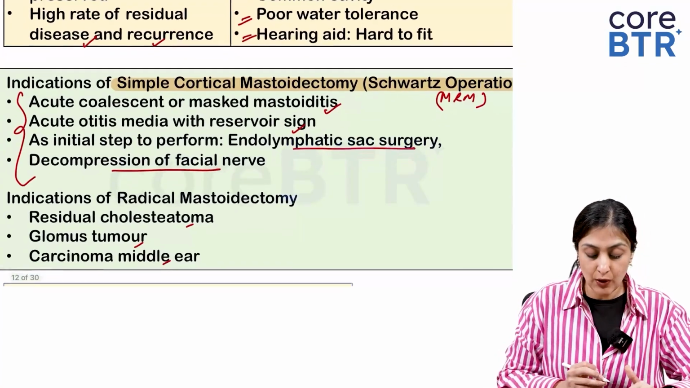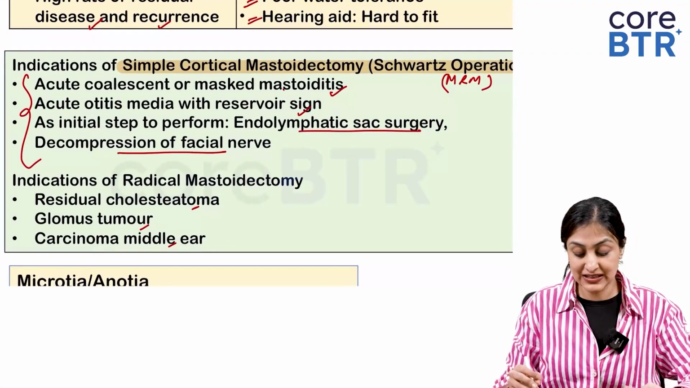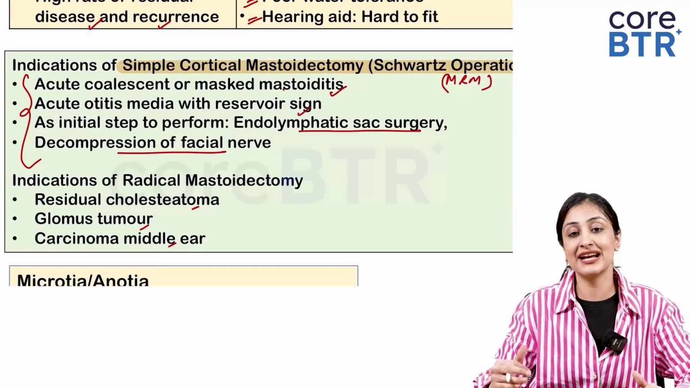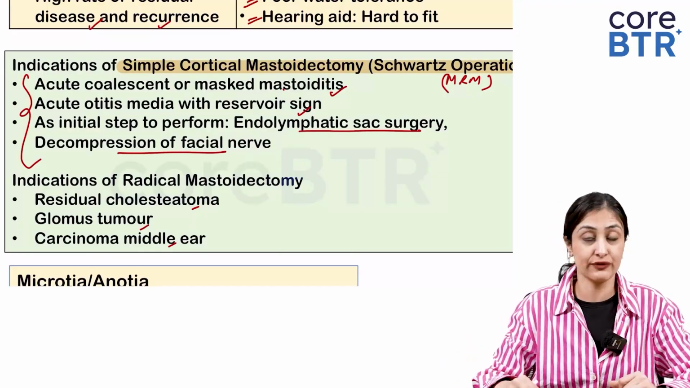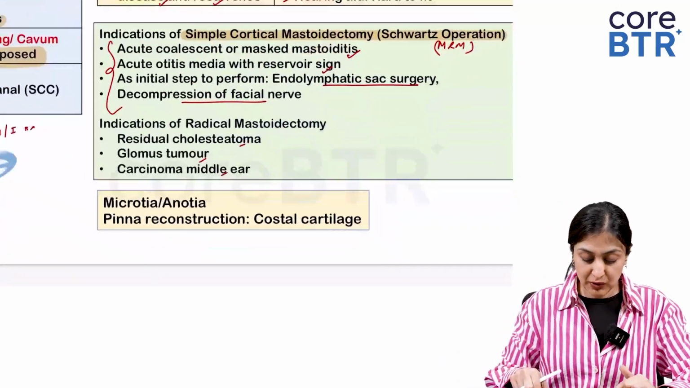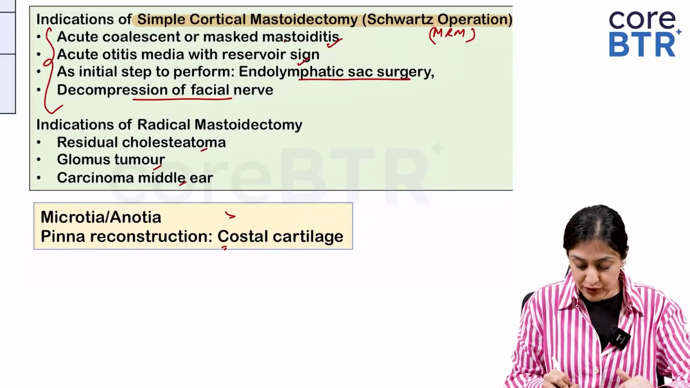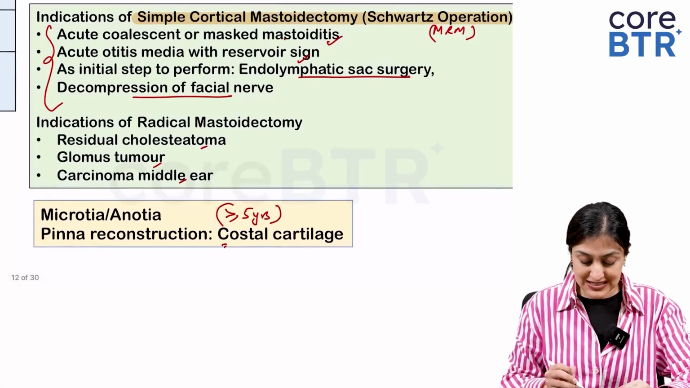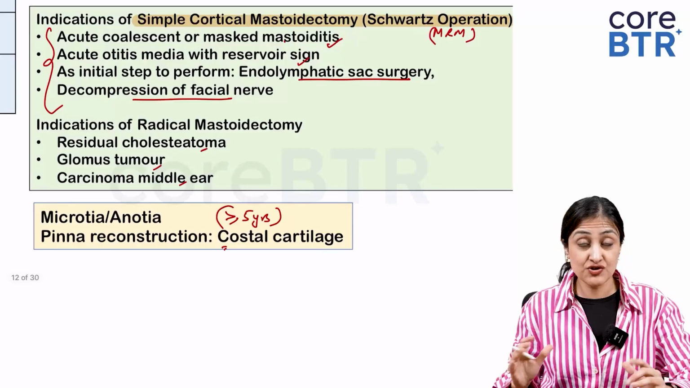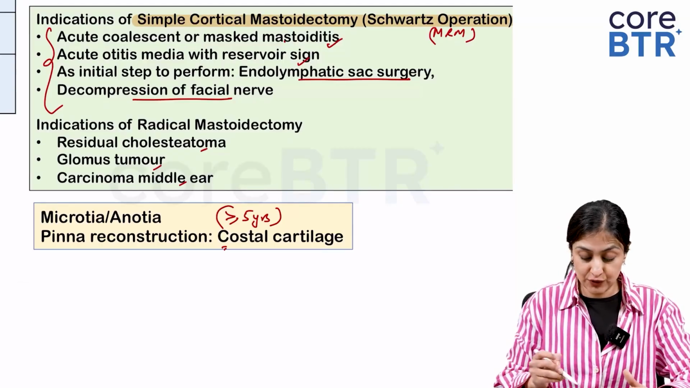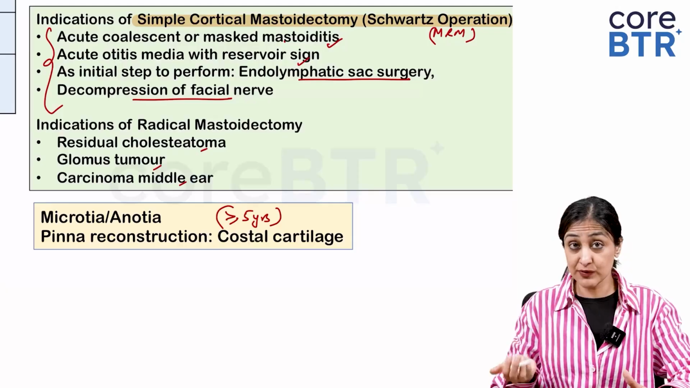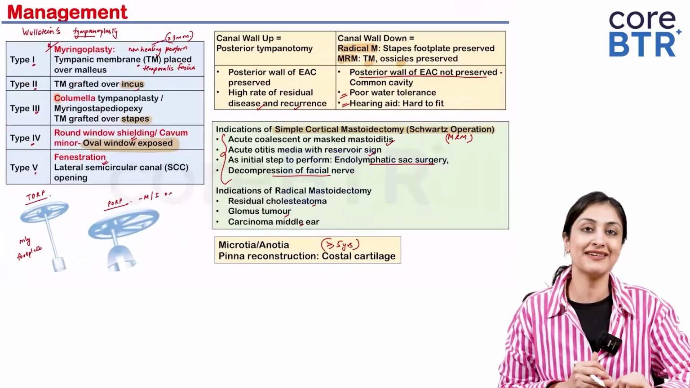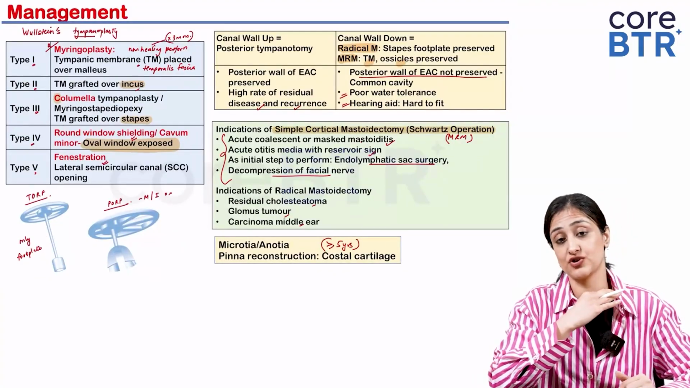So when to open up the mastoid: mastoiditis, pus, reservoir sign, or you want to go inside for either endolymphatic sac or facial nerve decompression. What about pinna reconstruction? We don't do this before 5 years. This is done after 5 years because till then the pinna reaches the adult size. This is where you will use costal cartilage from the ribs to construct the pinna. This is indicated in anybody who doesn't have an external ear, anotia or microtia, right?